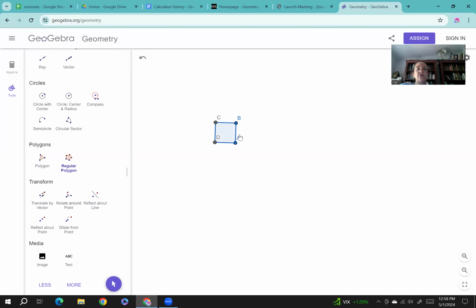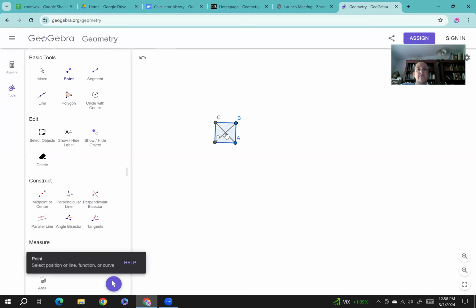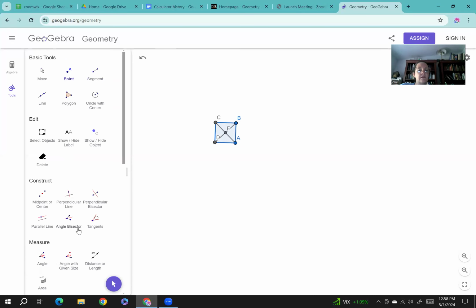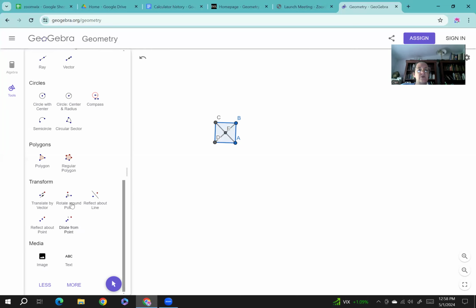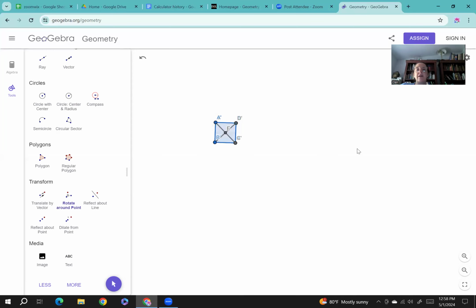this 180 degrees to see if it has half-turn symmetry. First of all, to find the center of rotation, I'm going to put on diagonals and make the intersection of my diagonals the center of rotation. So we'll rotate about a point. We'll highlight the square with the center. We'll tell it to rotate 180 degrees. And there we see it landed right on top of itself. So this square does have half-turn symmetry.